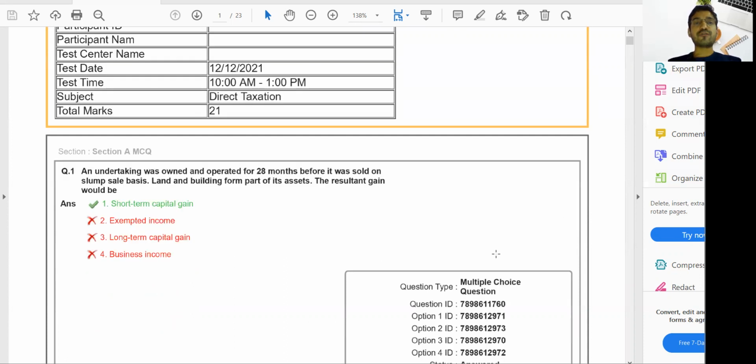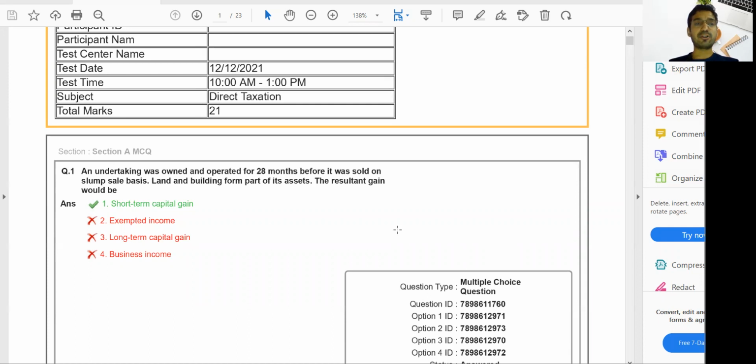First of all, in a concluding manner, yes, theory questions are also coming in the direct taxation paper in bulk, but the percentage of practical questions is higher in comparison to theory. So parallelly, we have to give importance to both theory and practical. But to be honest, practical questions are coming more in comparison to theory.